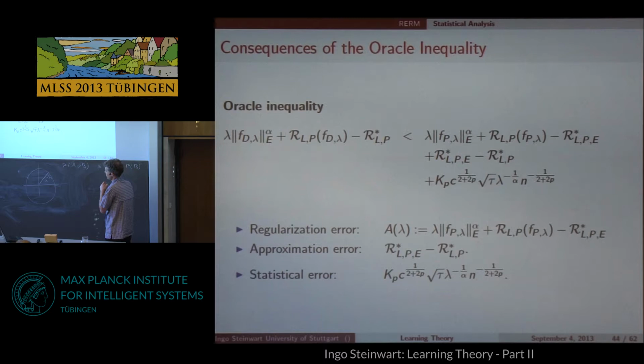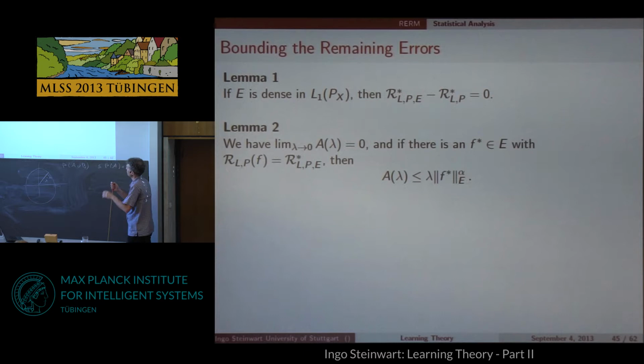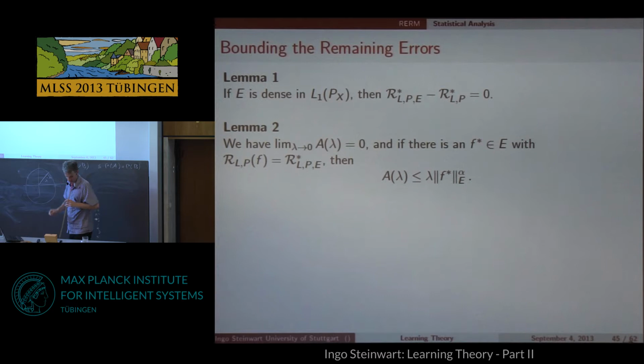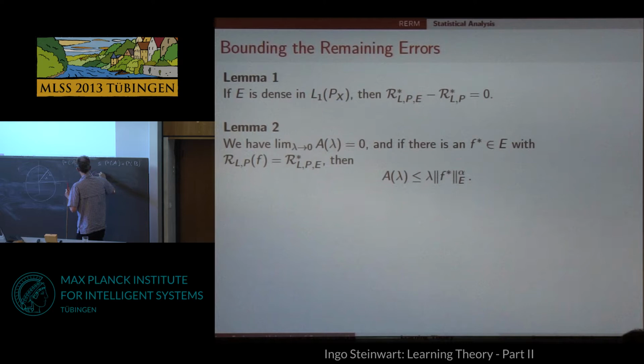Okay, so the first result I would like to mention is the following. It basically says that whenever we have a vector space E which is dense in L1, so what is L1? L1 is the set of functions from X to R for which we define the L1 norm to be the integral of the absolute value of f with respect to P_X. Yeah? So what we basically just consider is, if we have a function, we take the absolute value of that function and then compute the area under the curve. This gives us a norm.